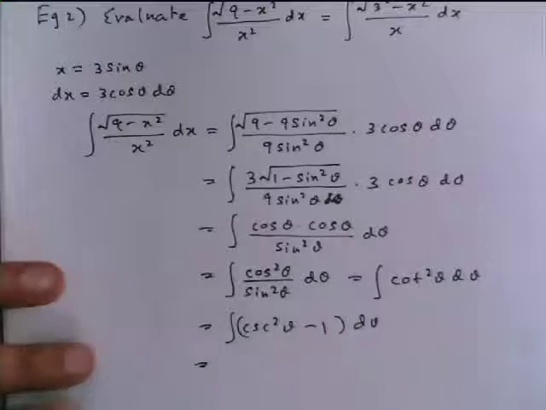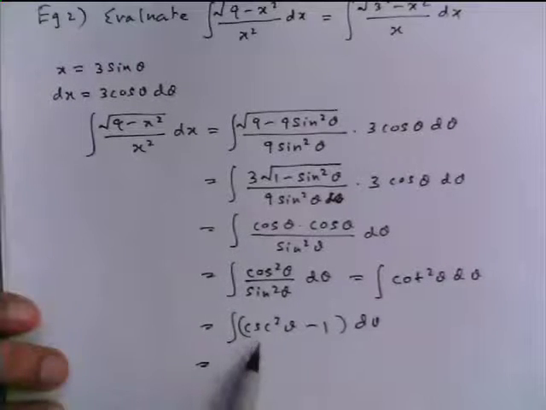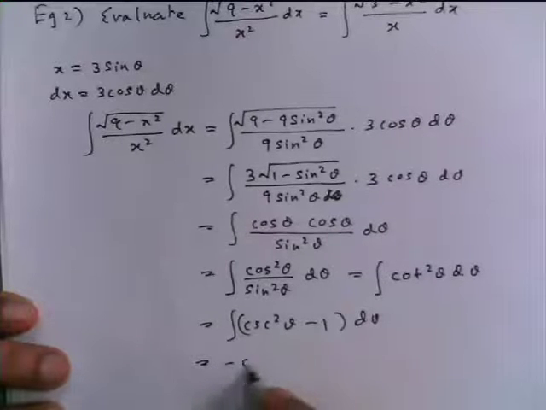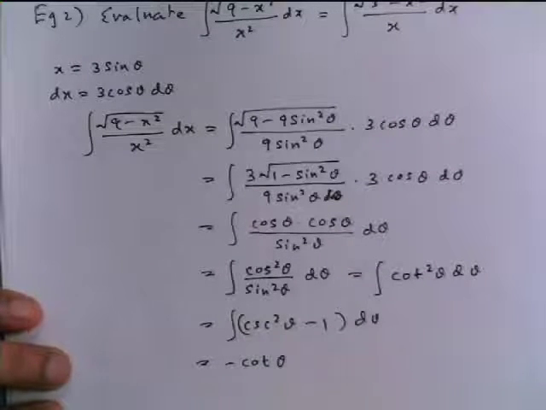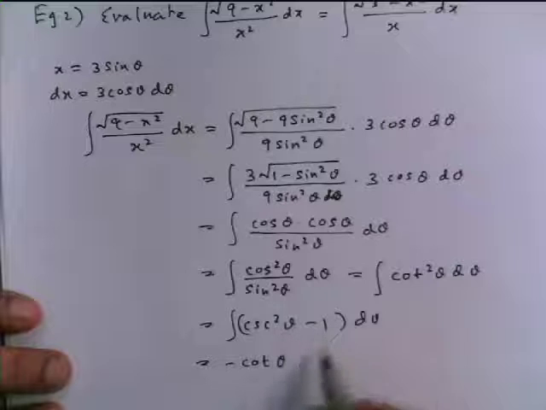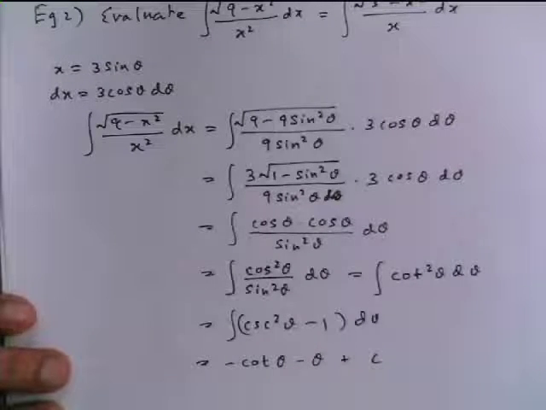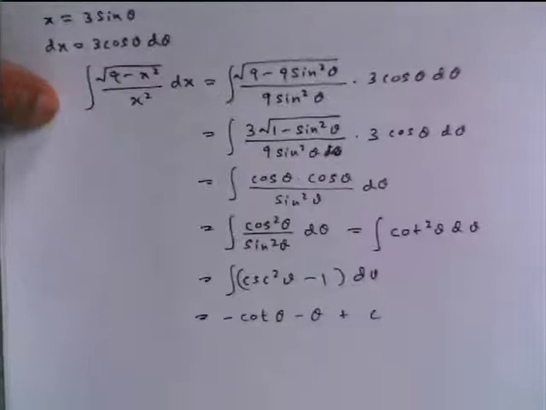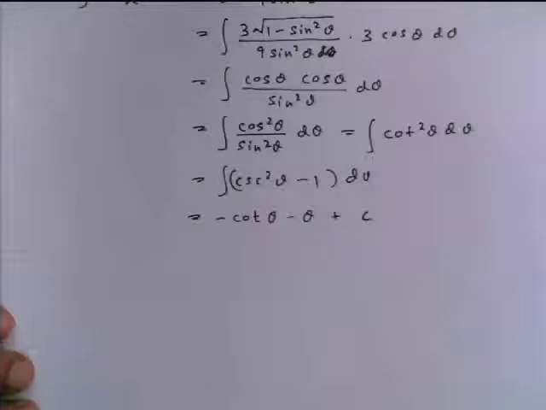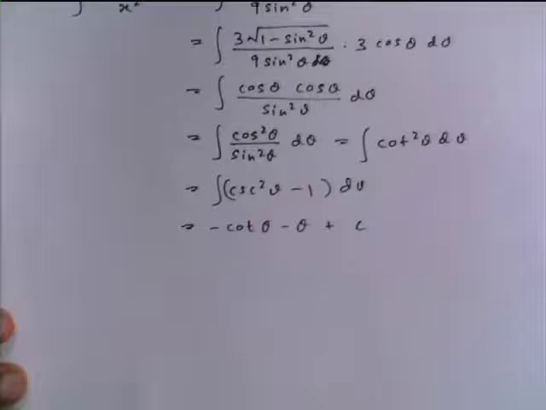Now we can do it. What's the answer? Negative cotangent theta, and the minus 1 becomes minus theta, plus c. So we get the answer using trigonometric function. What's the next step?